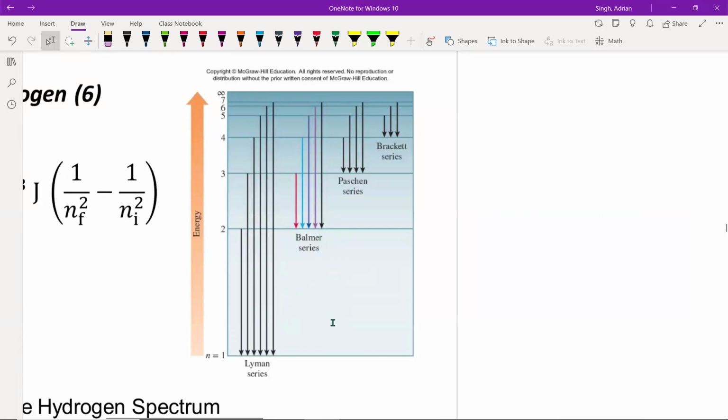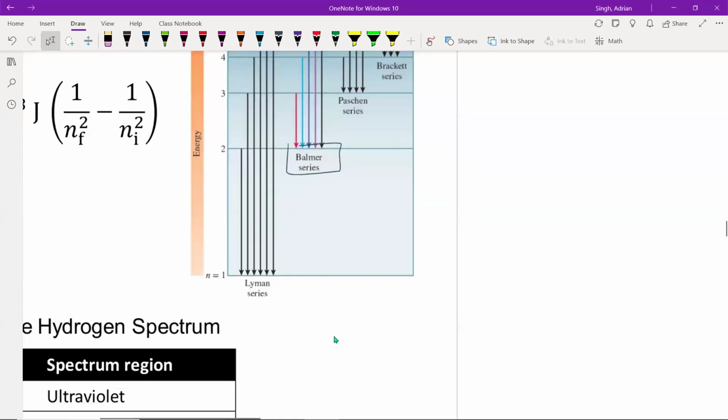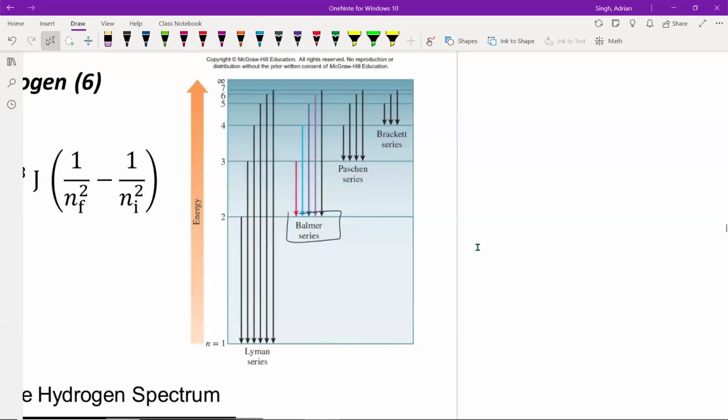The ones that we're able to see, the visible light, would correspond to what's known as the Balmer series, where we have transitions from n equals 3 to n equals 2, n equals 4 to n equals 2, n equals 5 to n equals 2, etc. All the other transitions are invisible to us because they correspond to either the ultraviolet region of the spectrum, which is invisible to our naked eyes, or the infrared region of the spectrum, that's also invisible to our eyes, right?